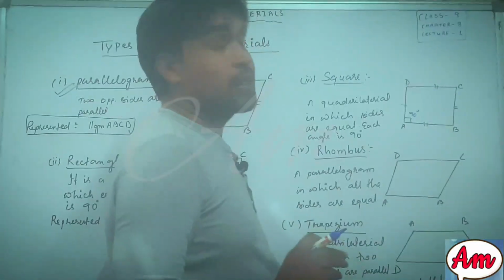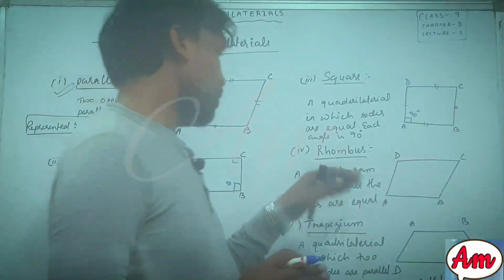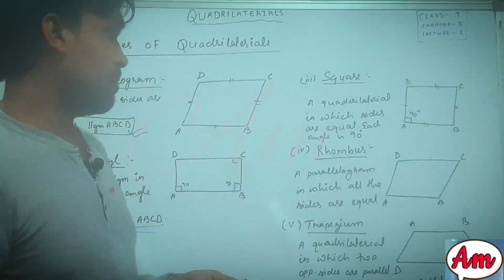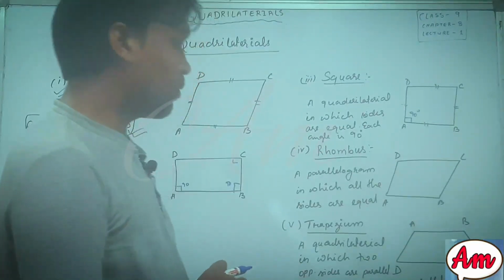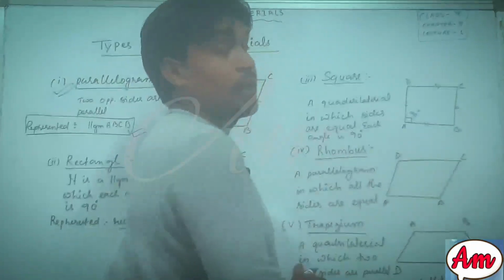Rhombus. So rhombus is what? Rhombus is nothing but a parallelogram in which all the sides are equal. So rhombus is a parallelogram in which all the sides are equal. Got it? So all these sides will be equal in a rhombus.